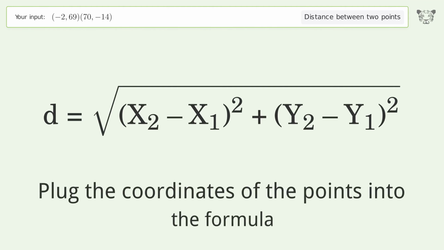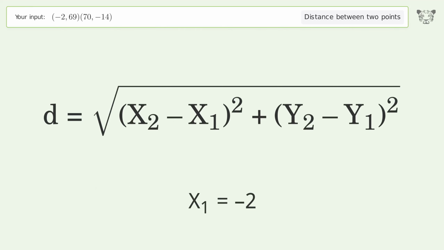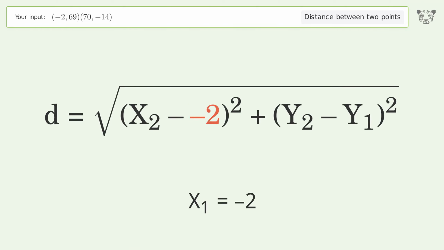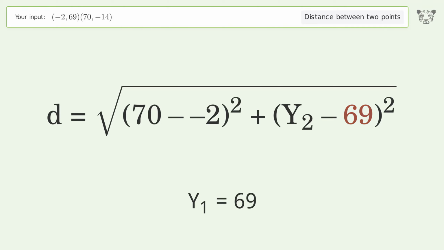Plug the coordinates of the points into the formula. x1 equals -2. x2 equals 70. y1 equals 69. y2 equals -14.